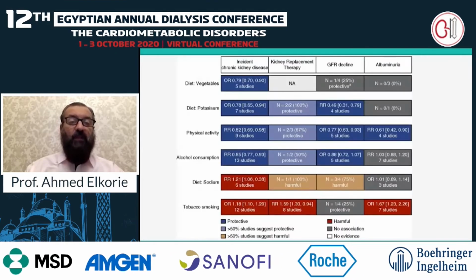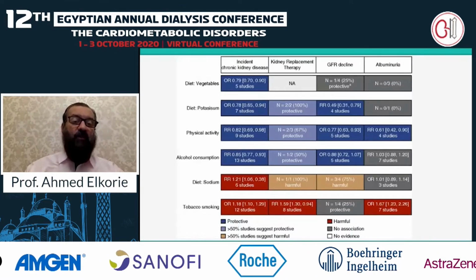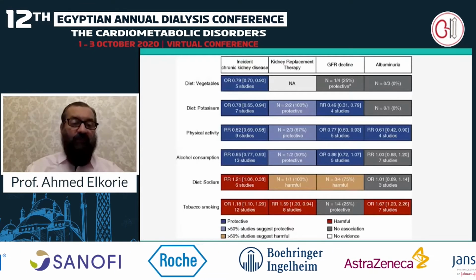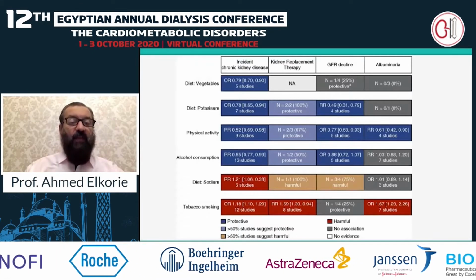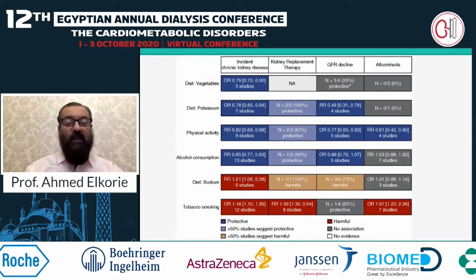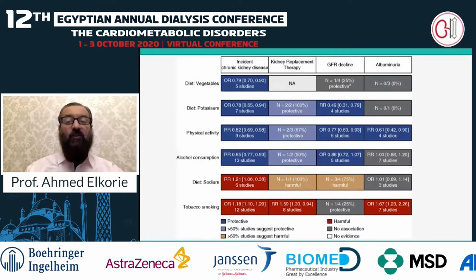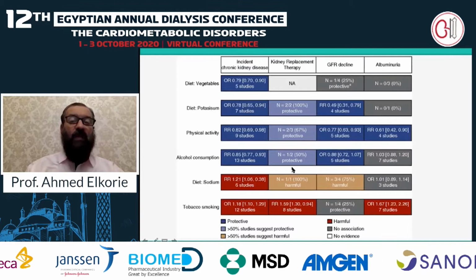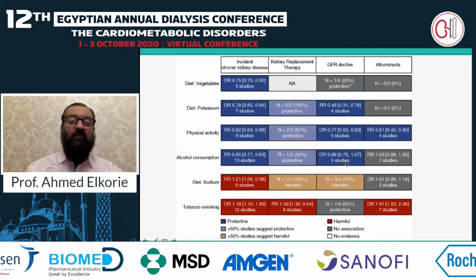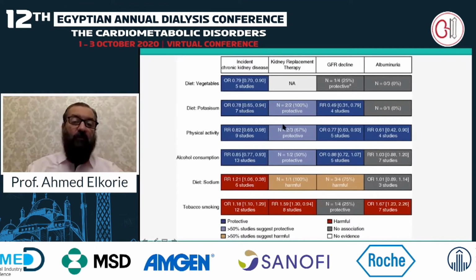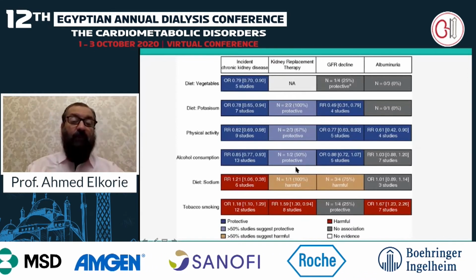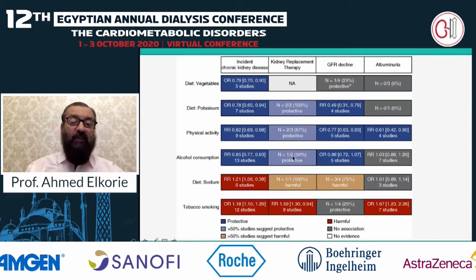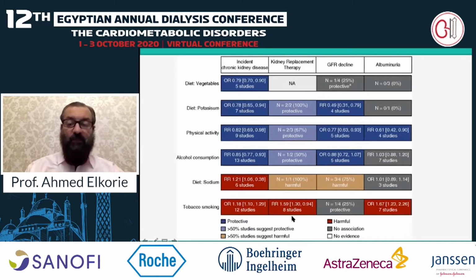And these are examples for the vegetables, the potassium, the physical activity, the alcohol consumption, the sodium, and the tobacco smoking, and the value for each one of these, how much it would help regarding the GFR decline, the occurrence of albuminuria, and the protection against renal replacement therapy.